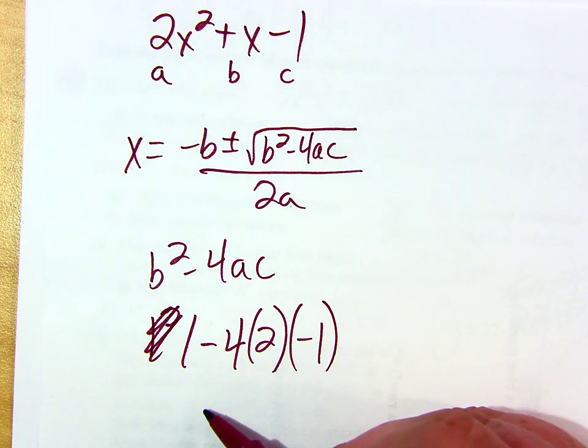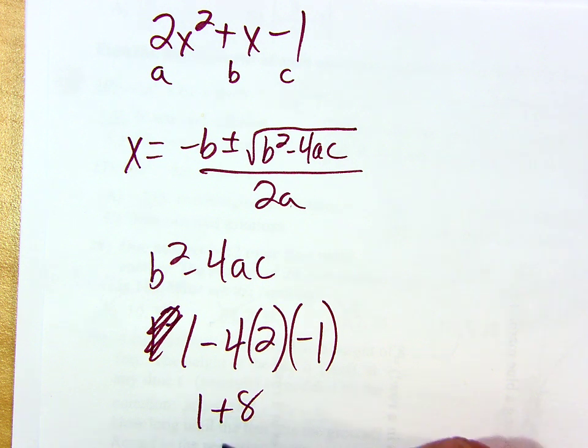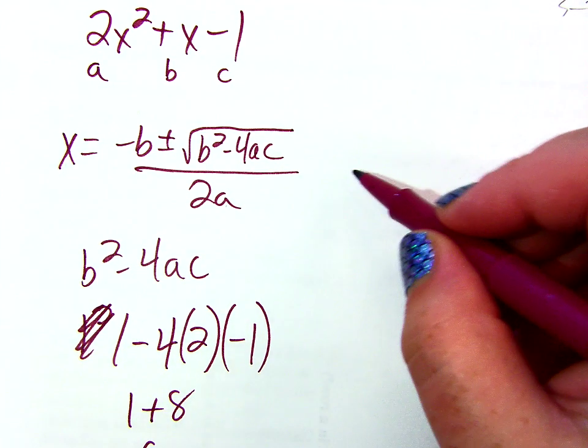Right? 1 plus 8. Yes, so I get 9. So that means I'm going to have 2 answers. I have to keep going. I don't get to stop because it's negative. So now let's plug it in.